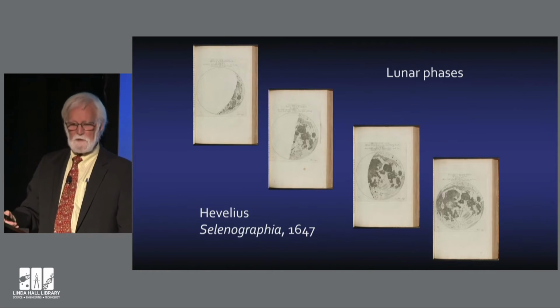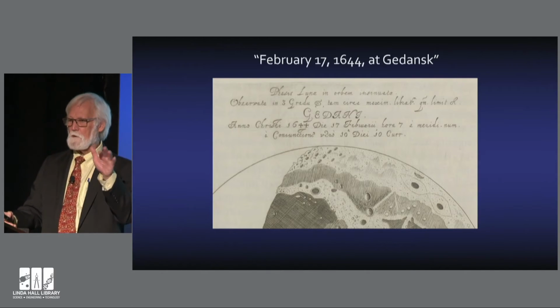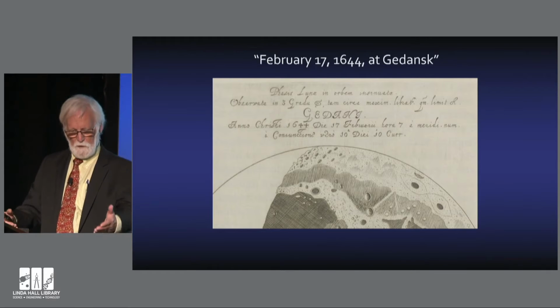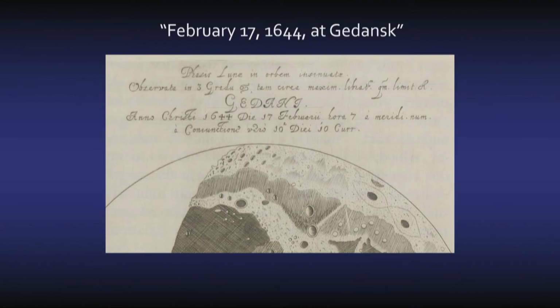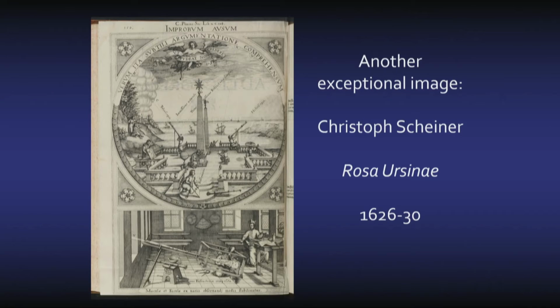And on each of these, there is a little record at the top engraved in the plate. And this one I show you here, that this was observed February the 17th, 1644, at Gdansk. Okay, so that's where I saw it. That's what it looked like. And it's a wonderful, perfect kind of a very visual record. So the moon is an exception.